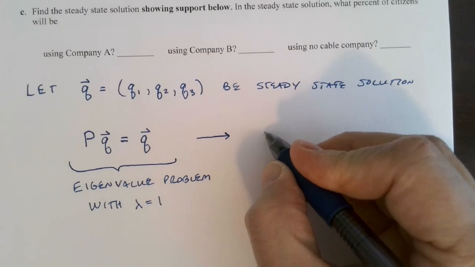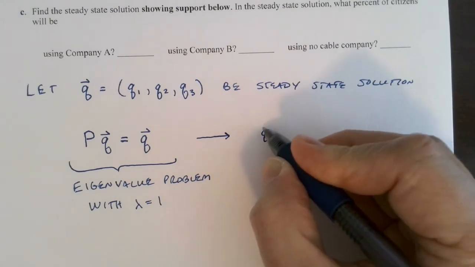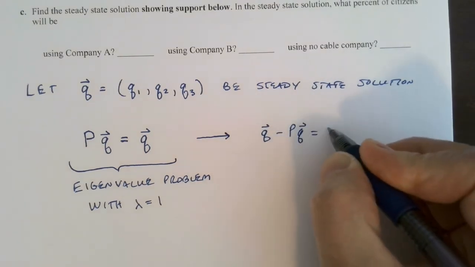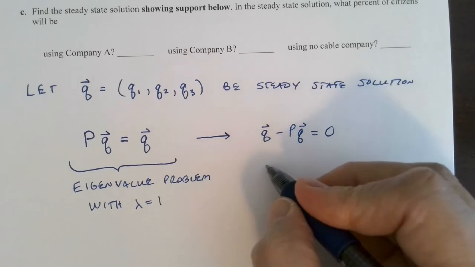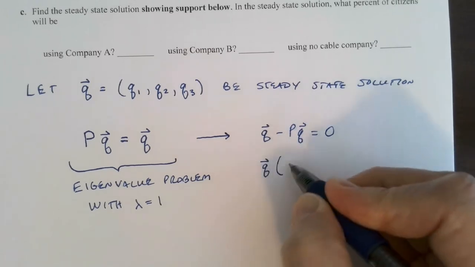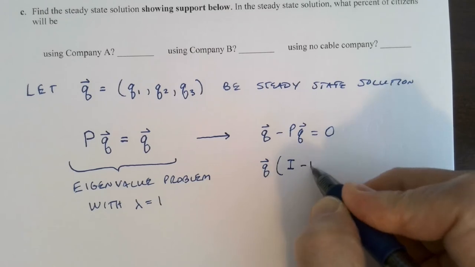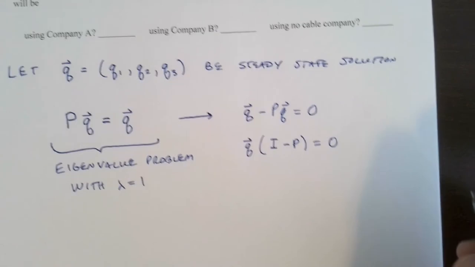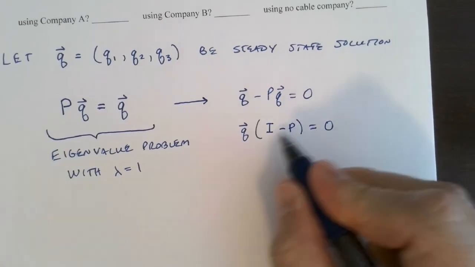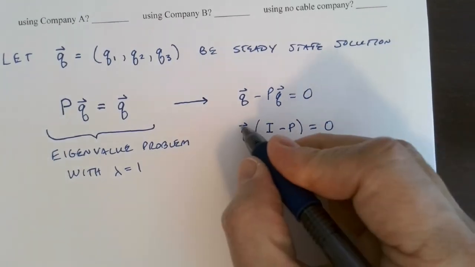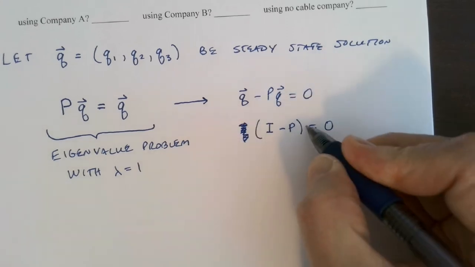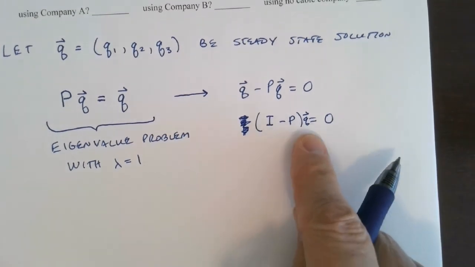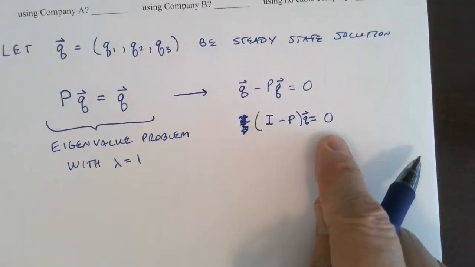If these two quantities are equal, then Q minus P times Q is 0. Then factoring out a Q, what does that leave me? Not 1, but what? The identity minus P, where the identity is an n by n matrix. Q has to be on this side, sorry. So basically, we want to solve this system for Q.